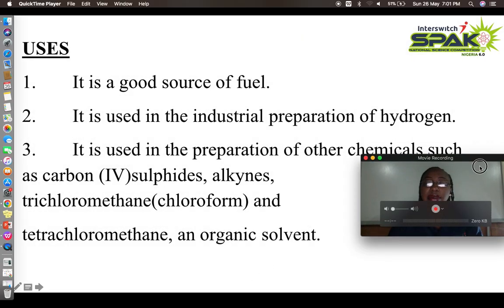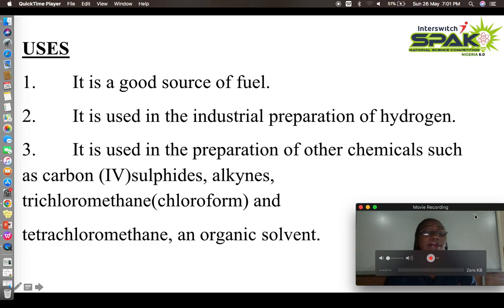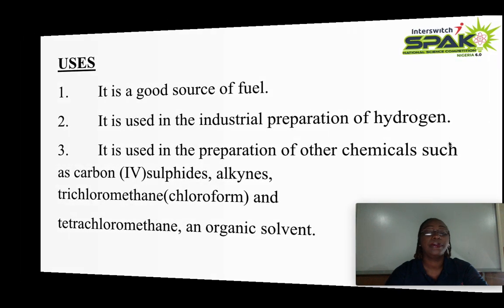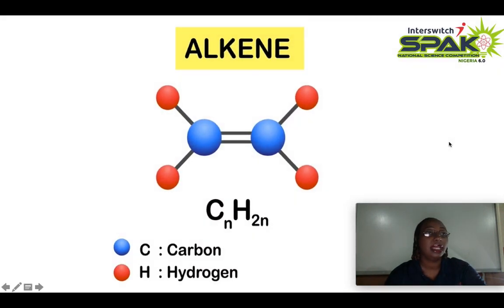Now, quickly let's look at the uses of alkanes. It's a good source of fuel, used in the industrial preparation of hydrogen, used in the preparation of other chemicals such as carbon 4 sulfide, alkynes, trichloromethane, and tetrachloromethane, and organic solvents. So that's all about alkanes.